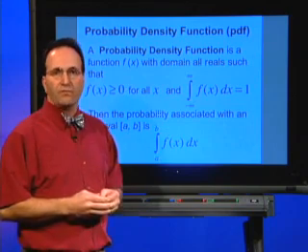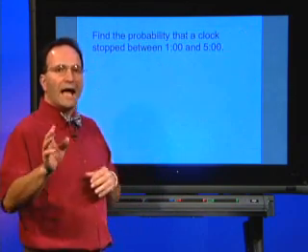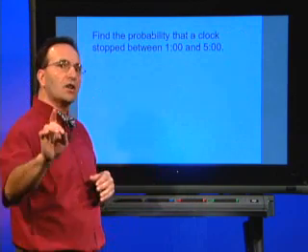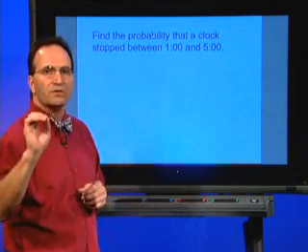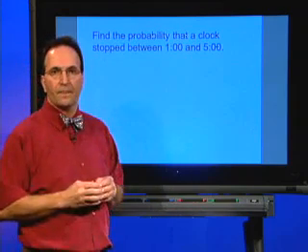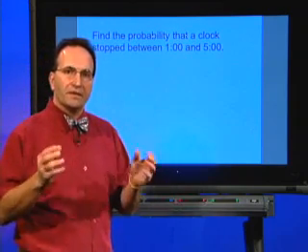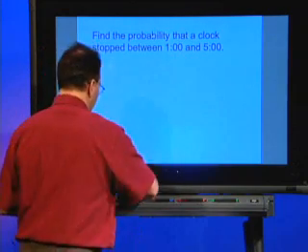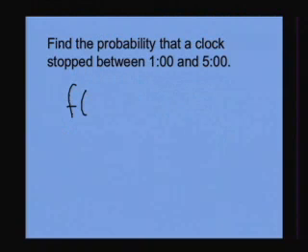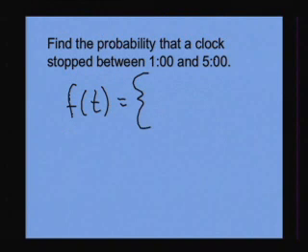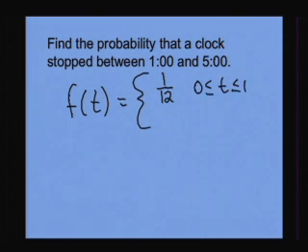Let's take and apply this formula to an example. We have to find the probability that a clock stops between the hours of 1 o'clock and 5 o'clock. First, we have to set up what the probability density function looks like. And what it looks like is this. F of t would be equal to, and it comes in 2 parts. We know that it's going to be equal to 1/12 when t is between 0 and 12. And that f of t is going to be equal to 0 otherwise.